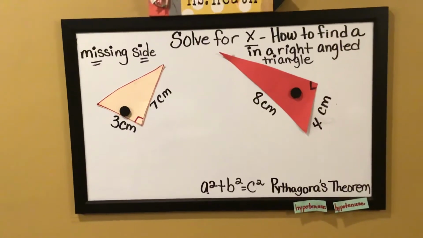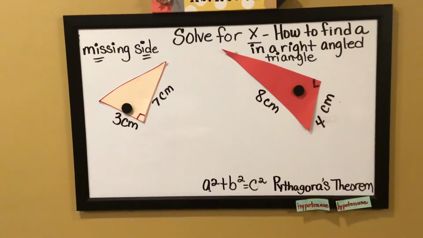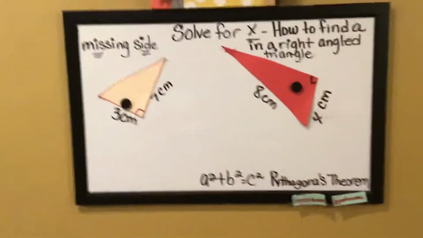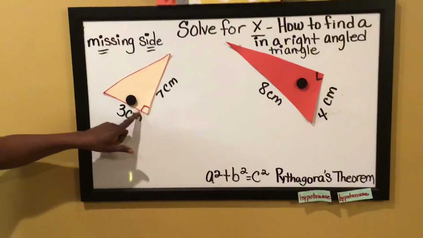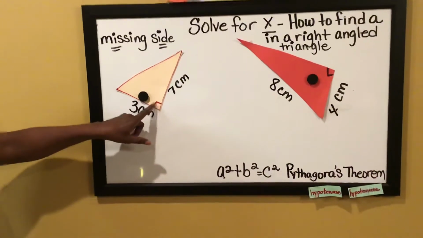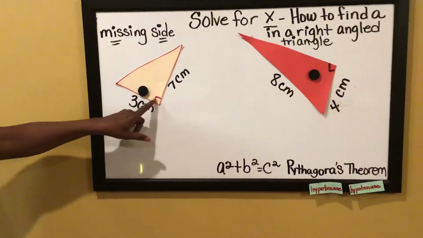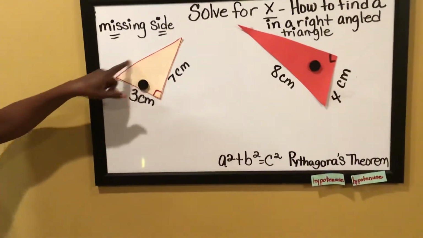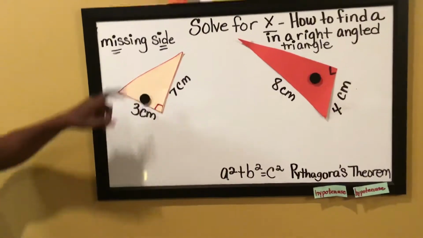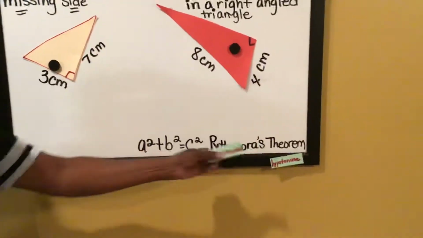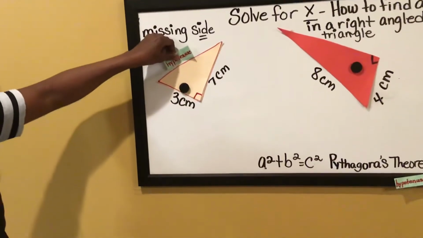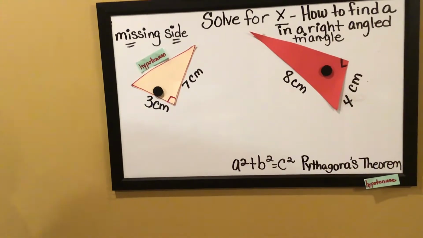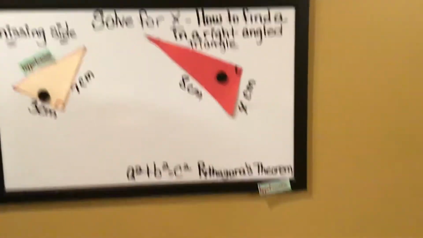Now, your hypotenuse is always going to be your longest side, and it's always in a right-angled triangle. We know that this is a right-angled triangle because we can form a little square right here, which forms an angle. Your hypotenuse is your longest side of this right-angled triangle, and it's always going to be on the opposite side. So I'm going to label this hypotenuse because it is on the opposite side. So there's my hypotenuse.